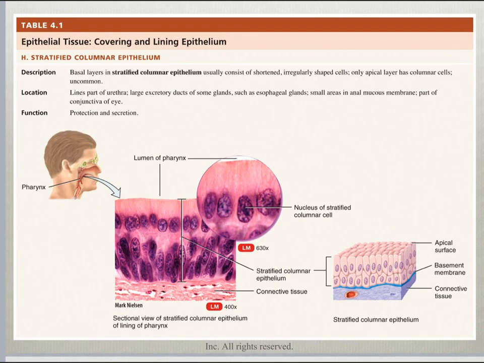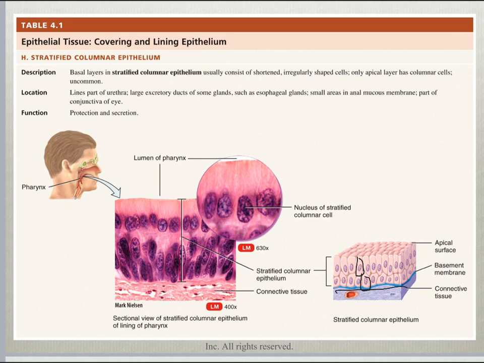The next epithelium we're going to cover in lecture, but again, you won't be responsible to know in lab, is stratified columnar. Again, we need to know it exists. Elongated cells stacked on top of each other, so stratified columnar. But again, you will not be responsible to know this in lab. What's its location? Parts of the urethra, large excretory ducts of some glands, such as the esophageal glands. We find some areas in the anal mucous membrane and parts of the conjunctiva of the eye. Its function is protection and secretion.